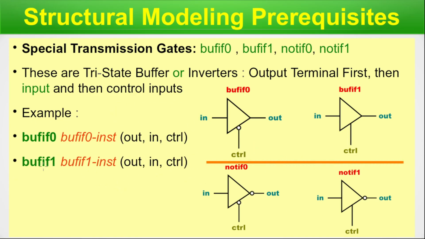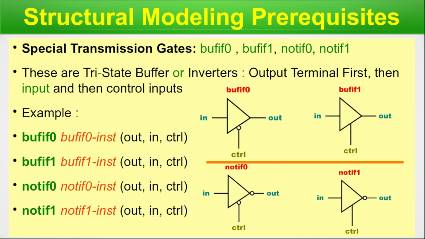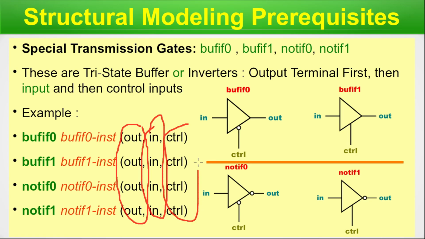Next is the buff if 1. Similarly you can see the reserved keyword, instance name, and out, in, and control. This way you will define the if 1. Similarly you will define the not if 0 and not if 1. Here out remains the first one, then input, and then the control input.